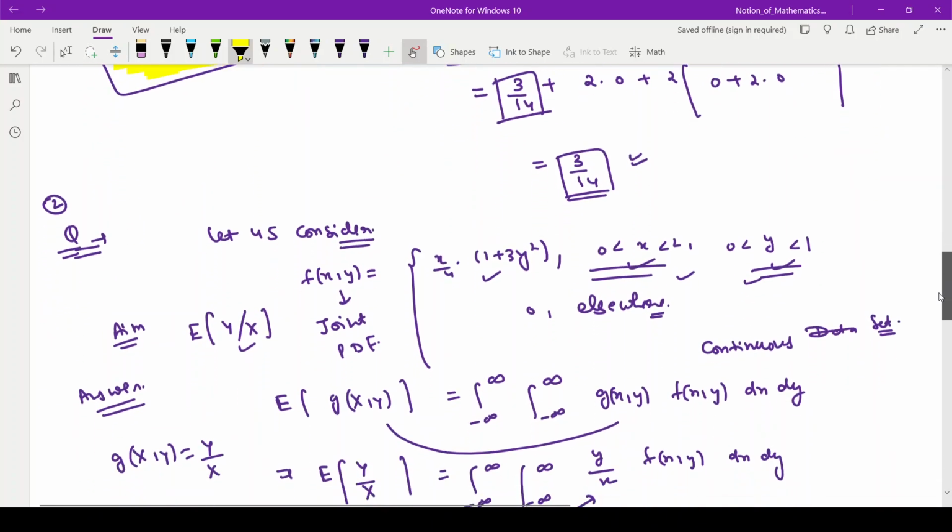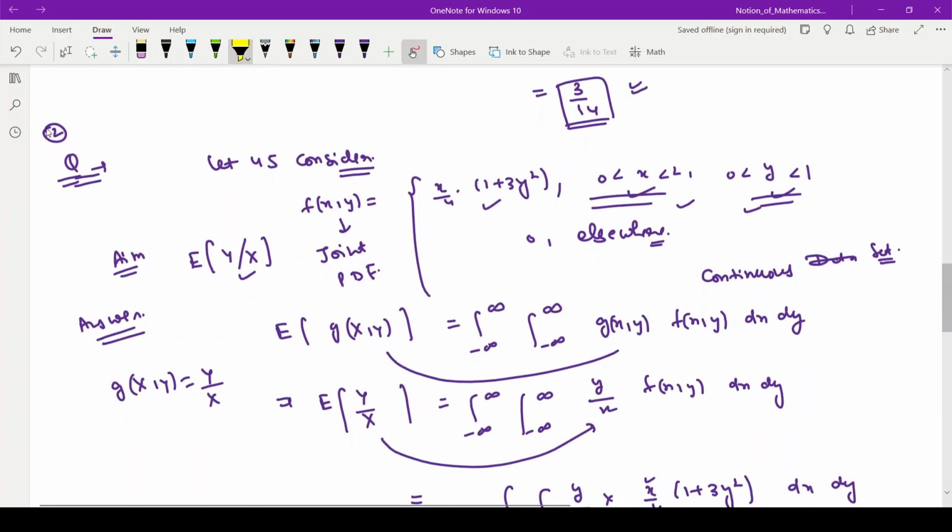Now similarly, in the second question, one joint probability density function is given, joint PDF is given. It means a continuous data set is provided, x is 0 to 2, y is 0 to 1, and for this range fxy is given like this. If the variables are outside of this range, then its value is 0. So what is our aim here? Our aim here is to find the expectation of y by x, expectation of y divided by x.